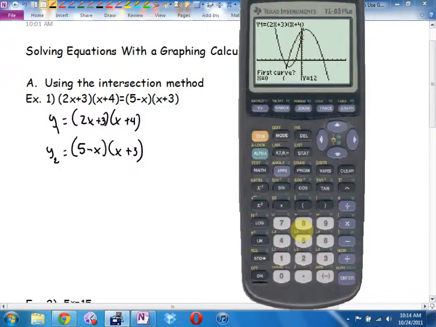If I had 3 or 4 graphs, Katie, I would have to tell it which graphs to find where they cross, because it can't find where 3 or 4 graphs cross. I only do 2 at a time. And so I could scroll up or down between the equations. How many equations do we have this time? Exactly how many have we graphed? 2. So the shortcut is just hit enter for the first one. And then it asks, is that the second one? Right there, hit enter.